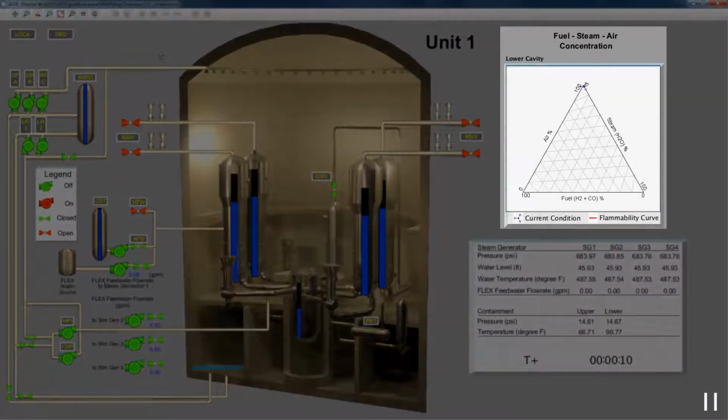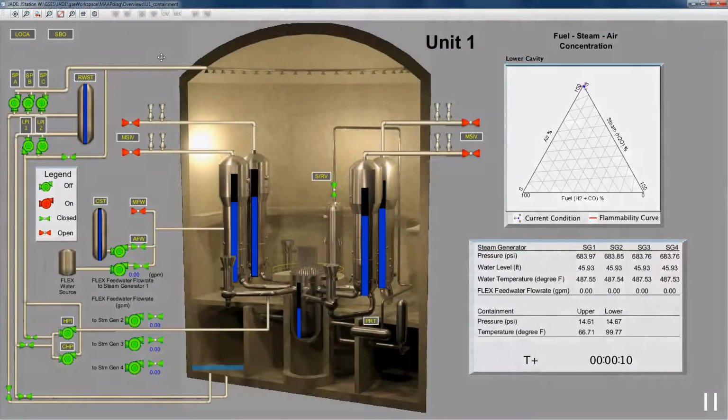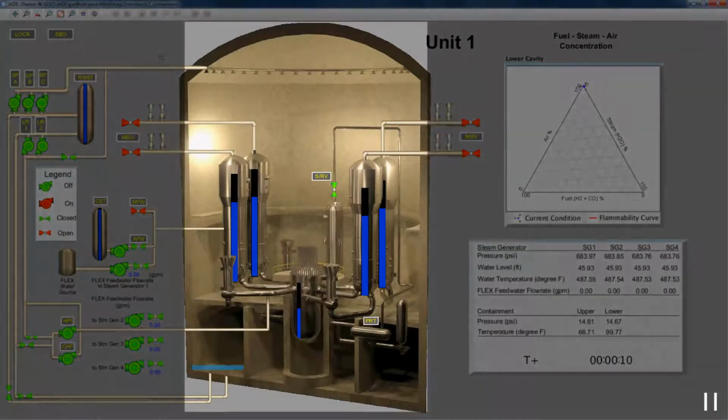In the upper right corner, there is a triangular flammability chart. This chart will display the flammability curve and the current condition in a region of interest within the containment building. With these 2 pieces of information, we may see how close the containment condition is to hydrogen combustion. It is not shown in the video, but the selected region for this chart may be changed by clicking directly on the desired location in the building diagram.